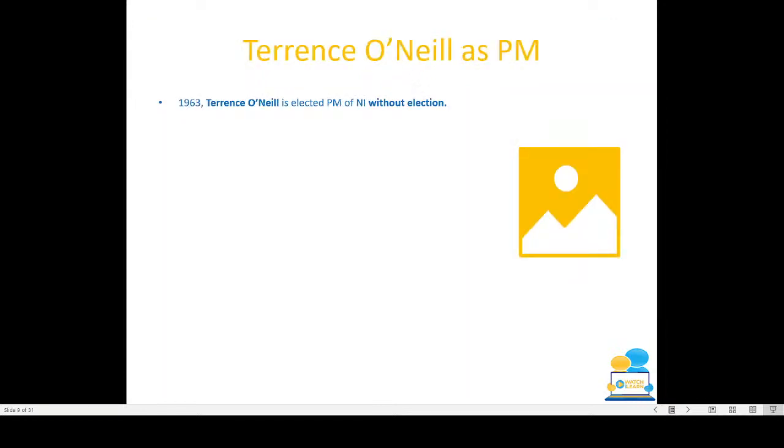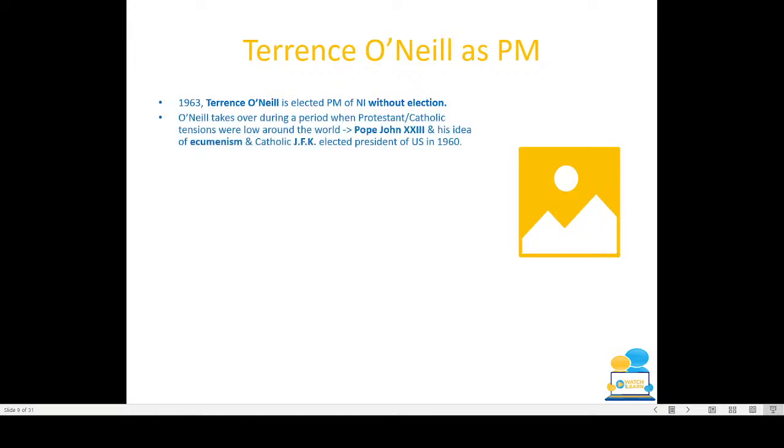So Terence O'Neill as Prime Minister. In 1963, he became Prime Minister of Northern Ireland without an election. And he took over during a period where Protestant and Catholic tensions were low around the world. So we could look to the Pope and his idea of ecumenism, and how the first Catholic president of the US, JFK, was elected, and then how he would visit the Republic of Ireland after that. So tensions were low at the start of the 60s.